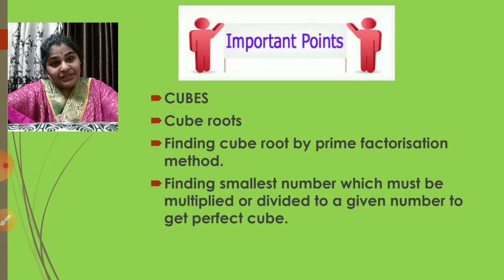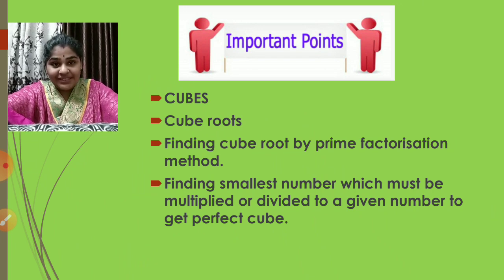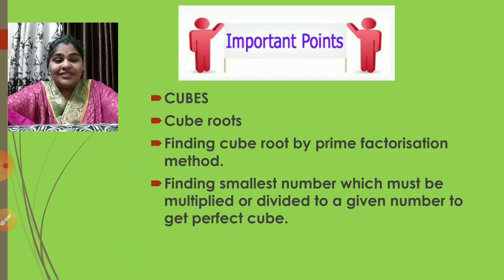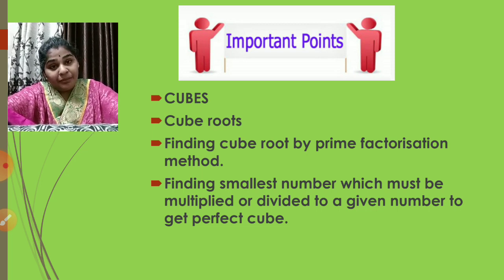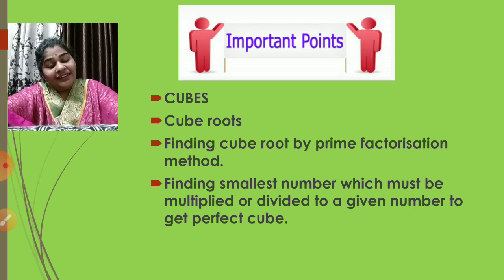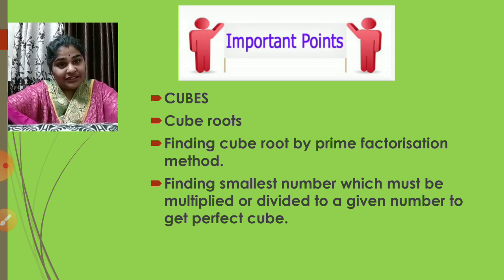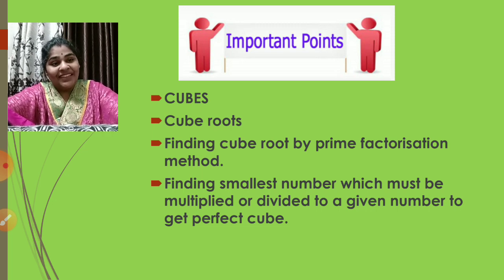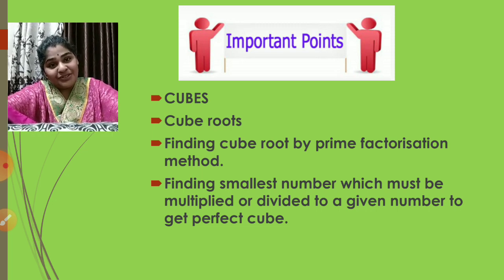From chapter 7, cube and cube roots, you should know what cubes are. Cube of a number means what? You should know what cube roots are and what the symbol of the cube root is. Know finding the cube root by the prime factorization method, and finding the smallest number which must be multiplied or divided to a given number to get a perfect cube. Children, study all these topics thoroughly, as well as the exercise sums I have taken and the solved examples from the textbook. I hope it is now clear what should be studied.